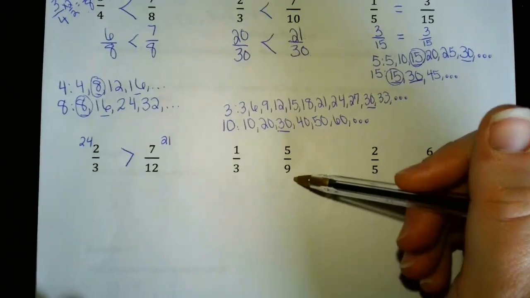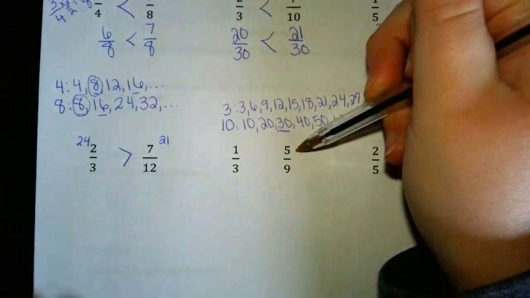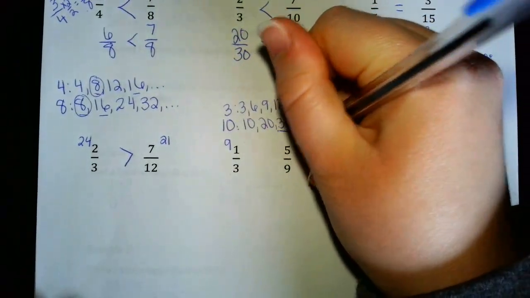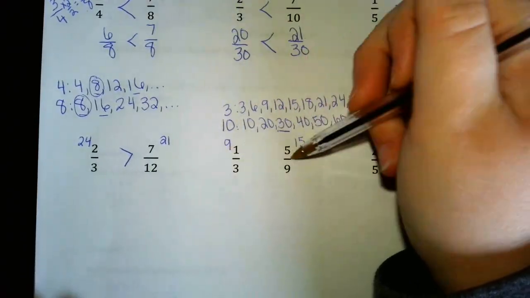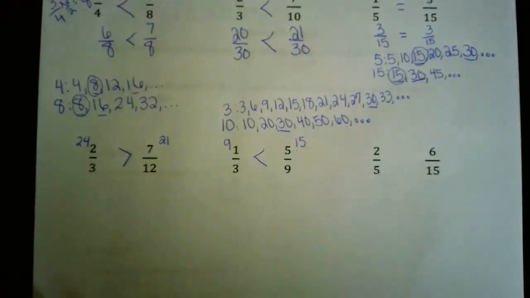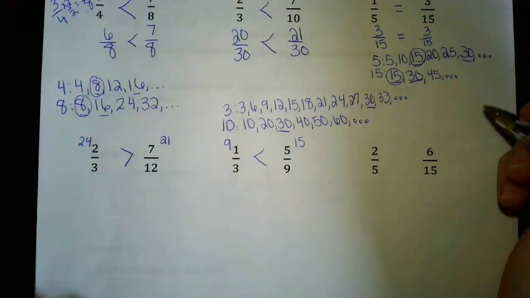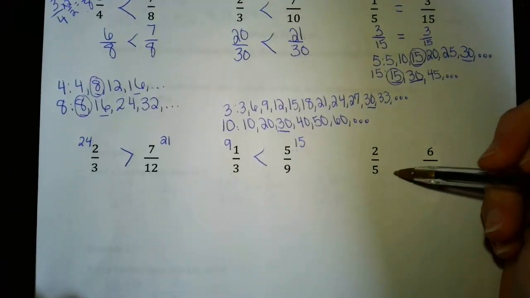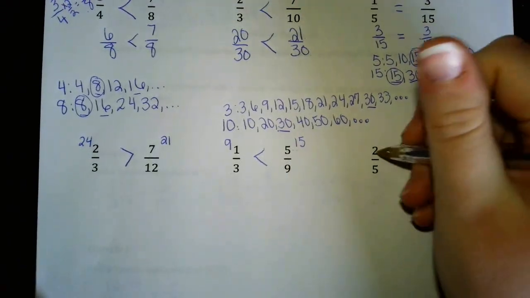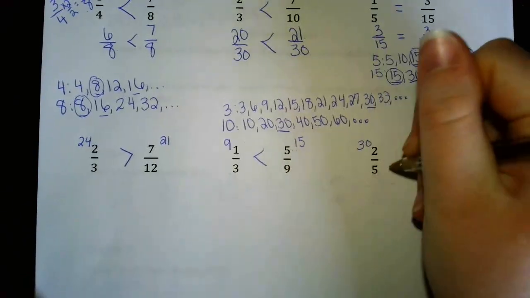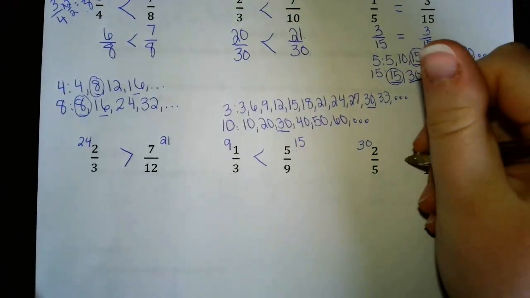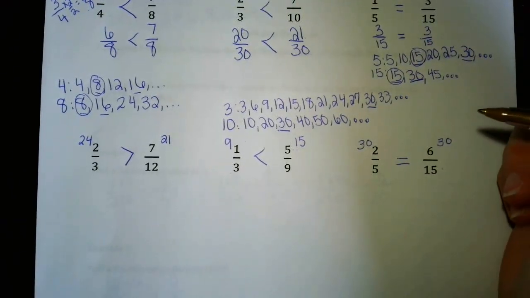Same for 1/3 and 5/9. Cross multiply. 1 times 9 is 9. 3 times 5 is 15. So 9 and 15, which one would be bigger? 15. So 5/9 is bigger than 1/3. Finally, we have 2/5 and 6 over 15. Cross multiply. 2 times 15 is 30. 5 times 6 is also 30. 30 and 30, then those two fractions are equal.